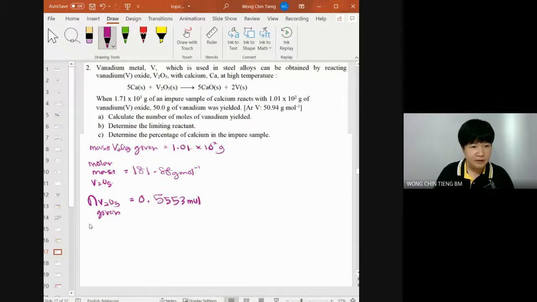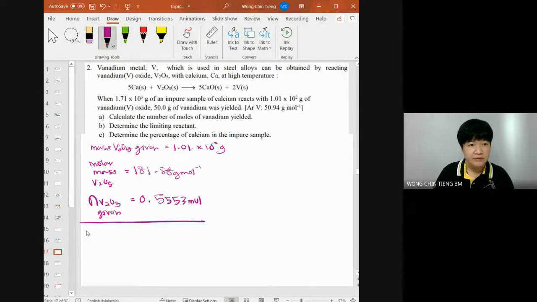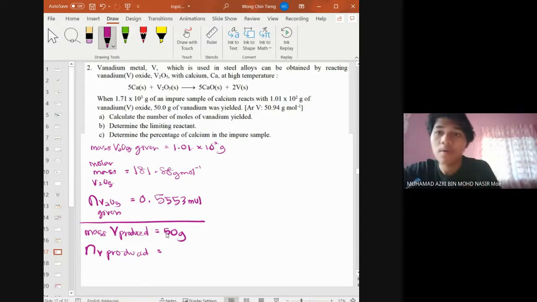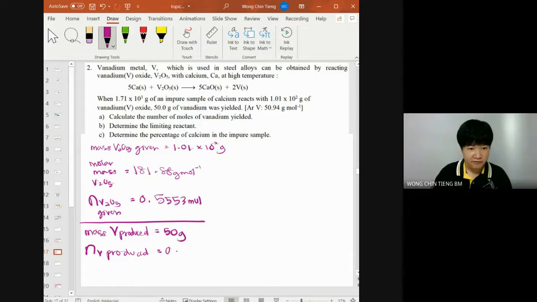And then kita cari pula seorang lagi vanadium. So mass of vanadium produced. Alright. Produce atau form, I'm happy, 50 gram. Molar mass given. So saya nak number of mole vanadium produced. Azri? 0.9815. 0.9815. Yes. Okay.